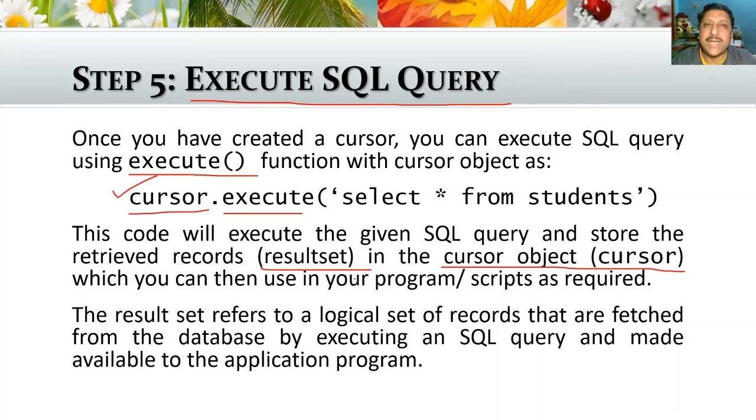Okay, and it works as a control structure, which you can then use in your program and script. Now this cursor contains all the results, all the records. One by one we can retrieve these, we can select and print these values on the screen. The result set, and what is this result set? What is the meaning of result set? See, the result set refers to a logical set of records that are fetched from the database by executing an SQL query and made available to the application program. Okay, so in a Python program it will be made available.